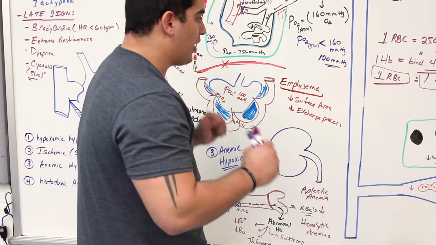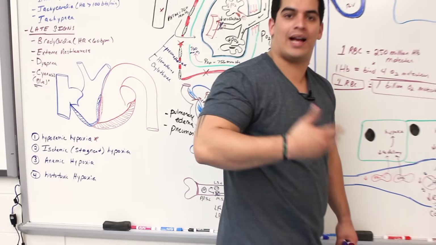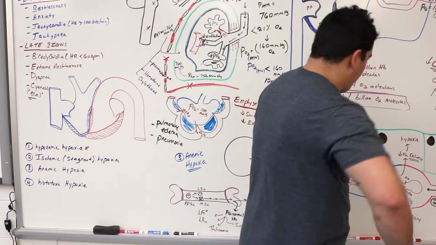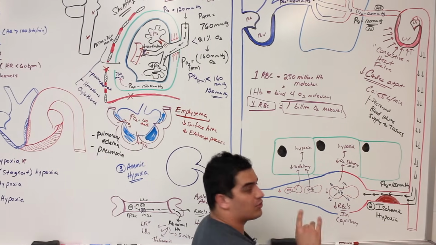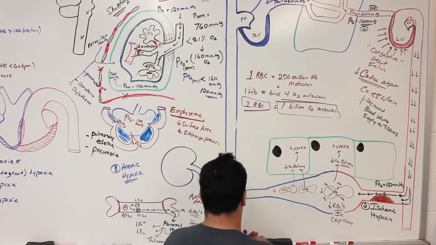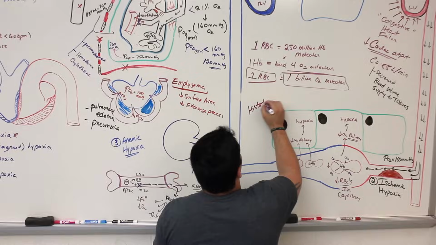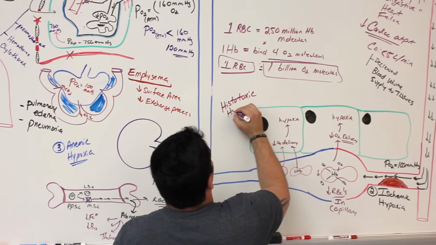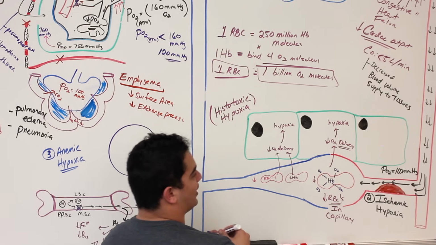Okay, now that we've done that, I have one more that we need to talk about. I also want to talk about how you would be able to treat these situations very efficiently to make sure that the patient doesn't die. The last one is called histotoxic hypoxia.